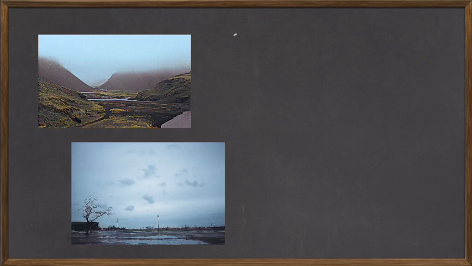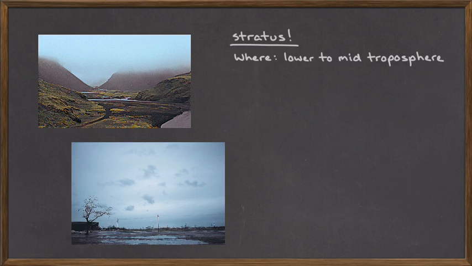These guys are examples of stratus clouds. Now, as I just mentioned, stratus clouds are clouds that form in layers. So first, where? Typically, stratus clouds are going to form sort of lower to mid-troposphere. That's where you're going to see stratus clouds most often. Lower to mid-troposphere. So it could just be 1 kilometer or 2 off the ground, or it could be 5 kilometers off the ground, lower to mid-troposphere.